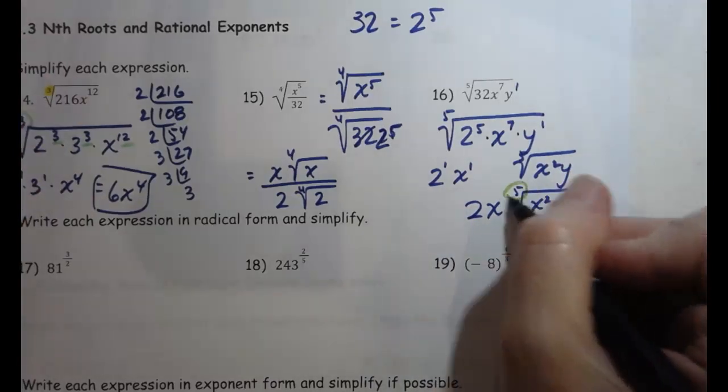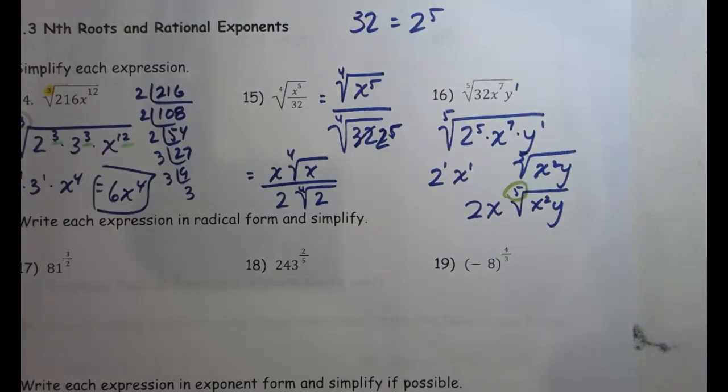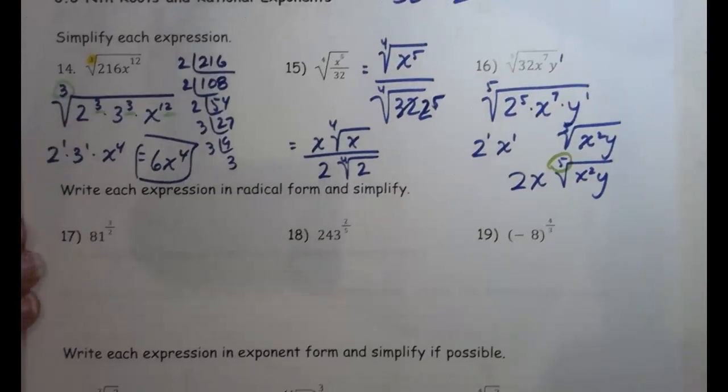Remember, you must write the index. Otherwise, it's not a fifth root, it's a square root. Please remember to write it.